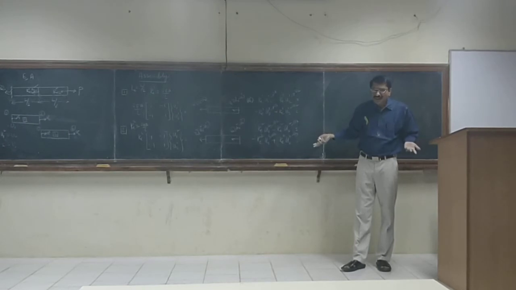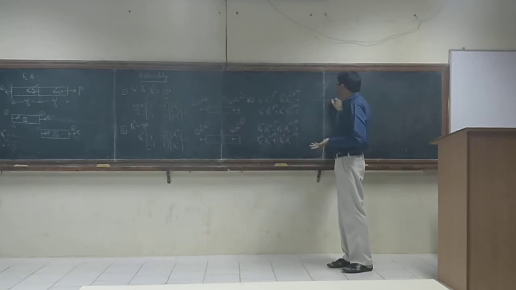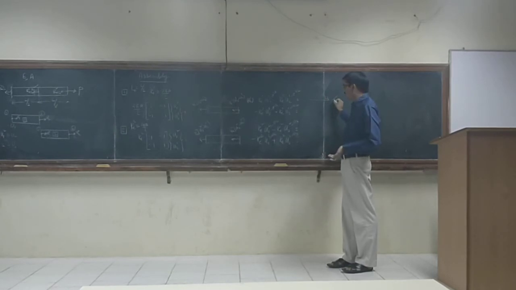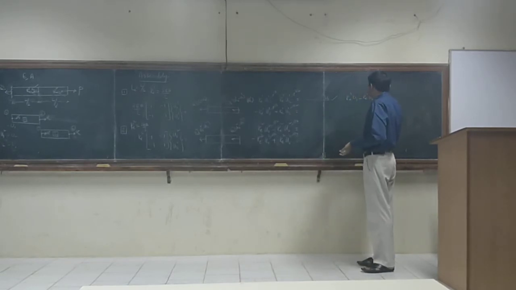Where are they going to be joined in this case? At node 1, this is as it is going to come. At node 2, in the direction of U1, there is only one contribution, that will be KE1 times U1 minus KE1 times U2.